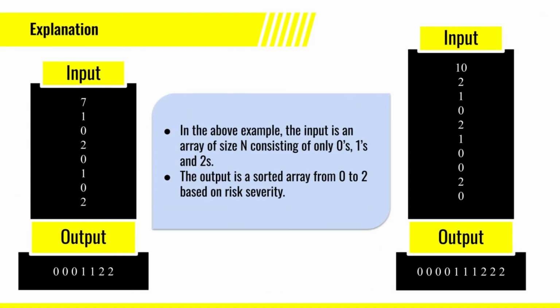Now, let's delve into the problem with an example. Consider an array of 10 items, each assigned a risk level. After sorting, the output should display these items in ascending order based on their risk severity. Let's understand this through a practical example.